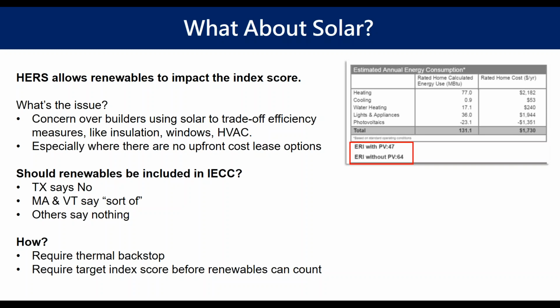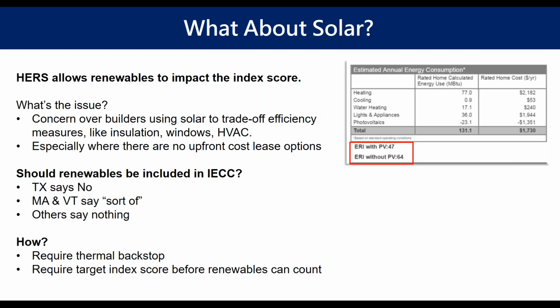That they would, if they can find solar cheaper, trade it off in exchange for real efficiency measures. And where this was a particular concern was related to options in certain states where builders could enter into a no upfront cost lease on solar equipment, which then gets handed off to the homeowner, thereby allowing them to achieve a lower index score and not actually incur any real costs for the solar system that allowed them to obtain that score more easily.